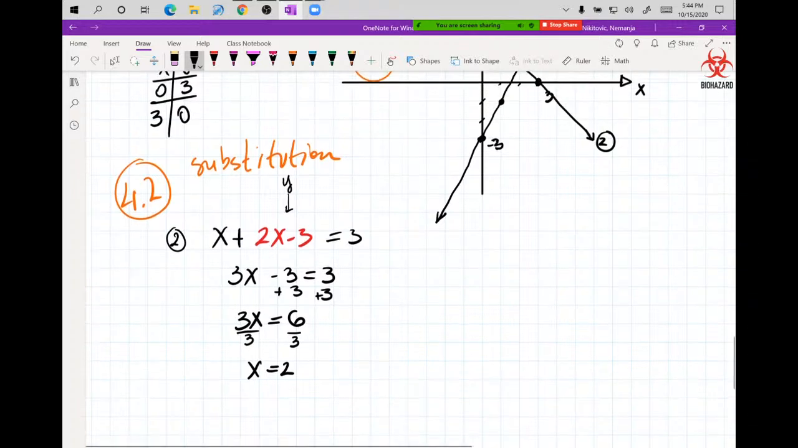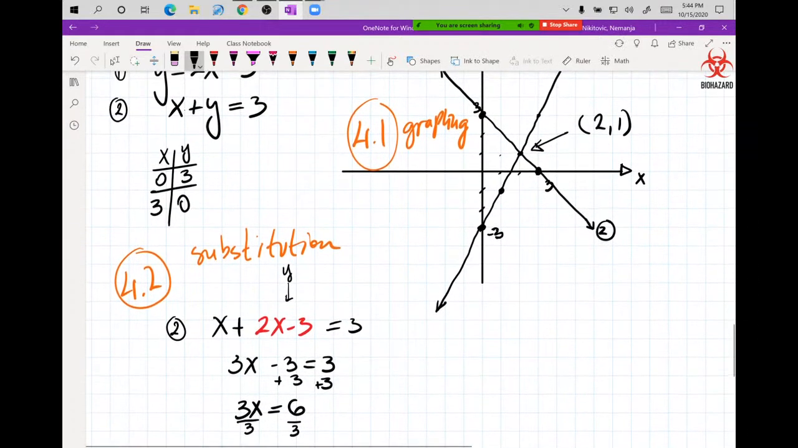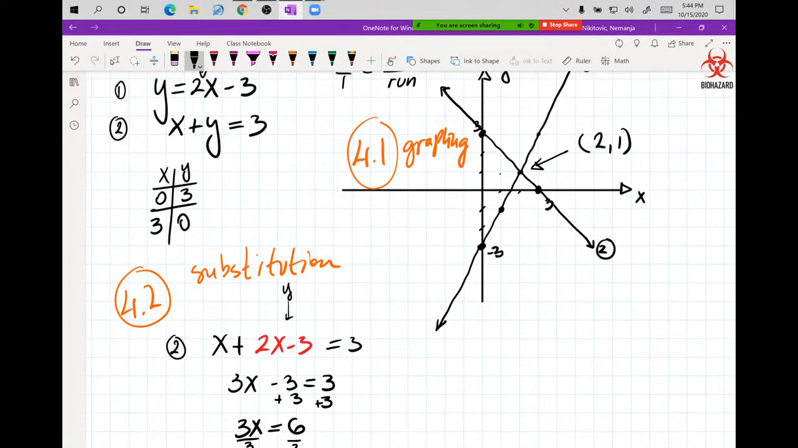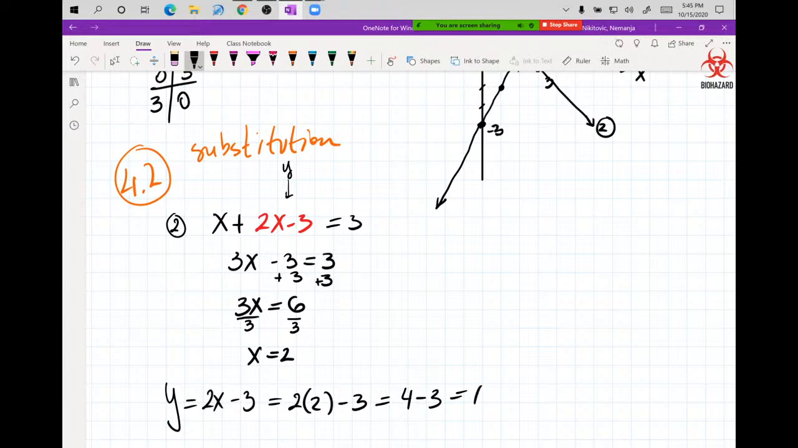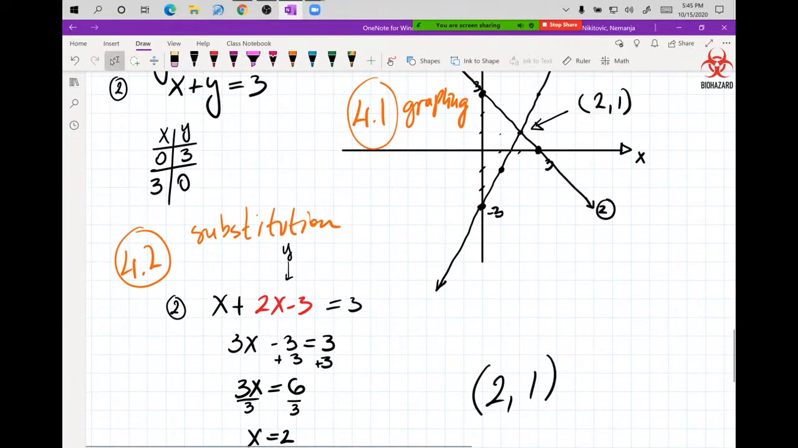And then we plug into y equals 2x minus 3 to get 2 times 2 minus 3, which is 4 minus 3, which is 1. And here is the (2, 1) solution again. x is 2, y is 1. The same solution we had by graphing up there. So it is usually up to you whether you want to use one method or the other.